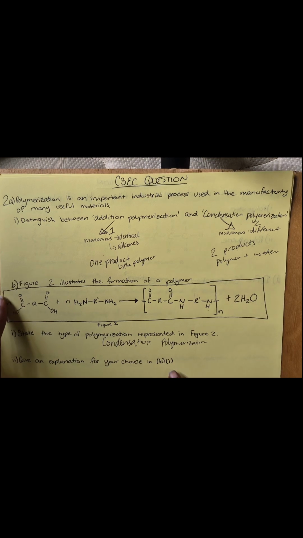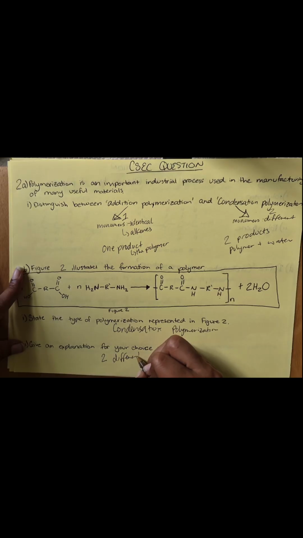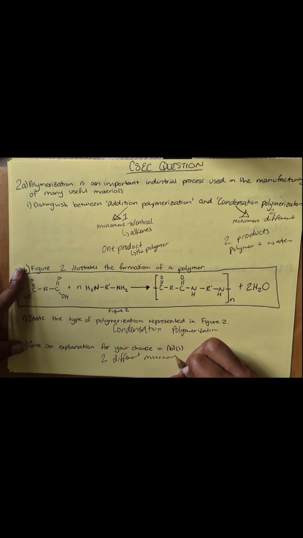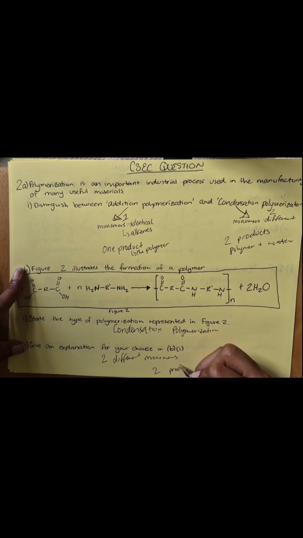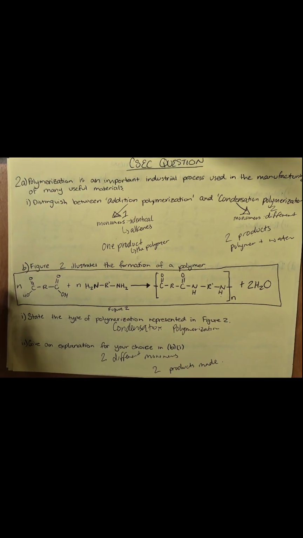condensation for this one. I gave an explanation for your choice, and I pretty much just showed you the explanations that you could say. You could say two different monomers or two products made, right? Those are your explanation why you chose that. There is a part C to that question.